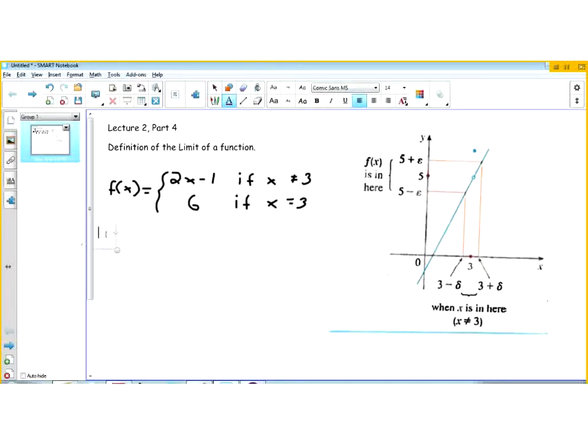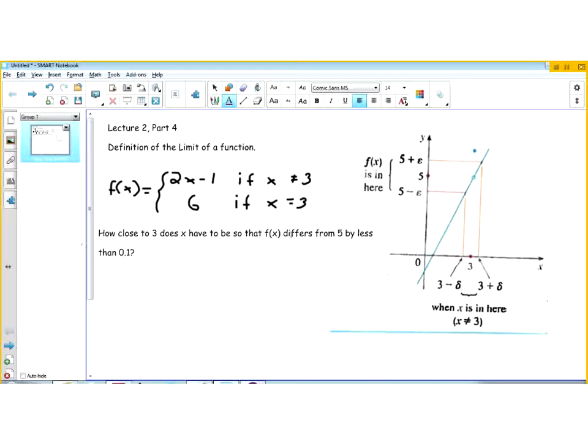Okay, so let me rewrite the question here. How close to 3 does x have to be so that f of x differs from 5 by less than 0.1. All right, so it's kind of a tricky question, and a lot is being asked for in this question.